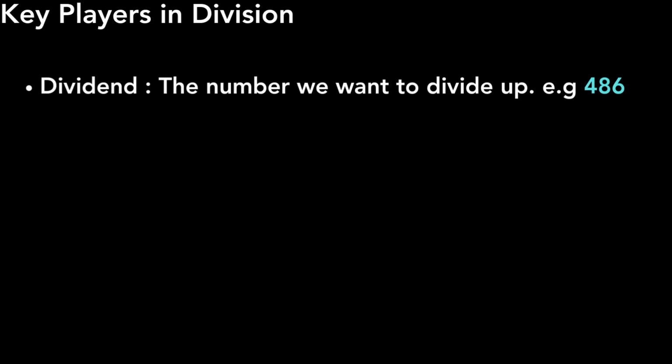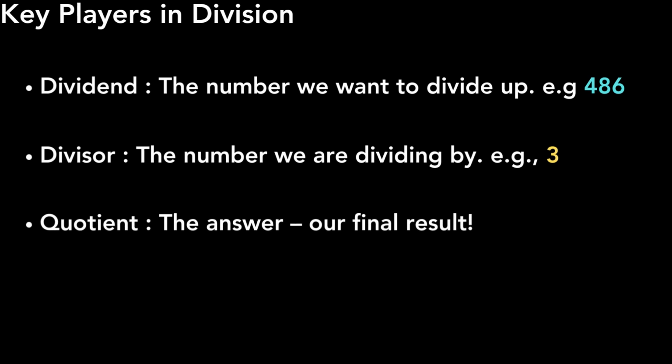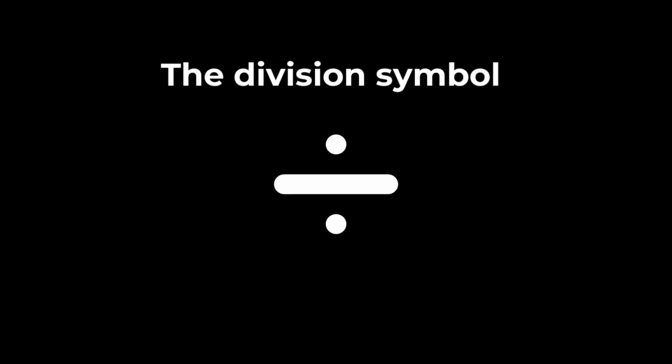Before we start, let's meet the key players in every division problem. Dividend, the number we want to divide up, e.g., 486. Divisor, the number we are dividing by, e.g., 3. Quotient, the answer, our final result. Remainder, what might be left over at the end. The division symbol, divided by, is like a little house that brings everyone together.